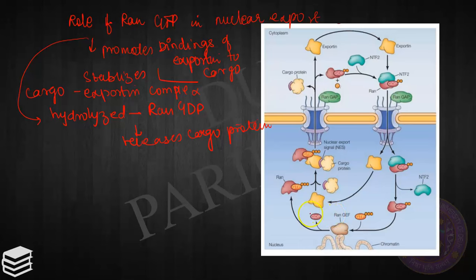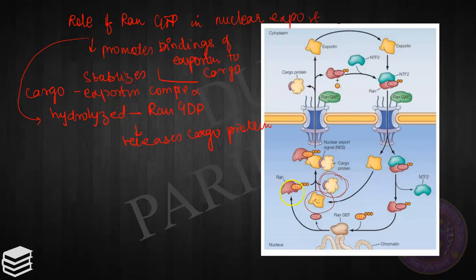Here's the diagram. So proteins that are meant to leave the nucleus contain nuclear export signals. These nuclear export signals are rich in leucine and hydrophobic amino acids. They are recognized by what? Exportin. See, this is the cargo protein with nuclear export signals and it will be recognized by the exportin.